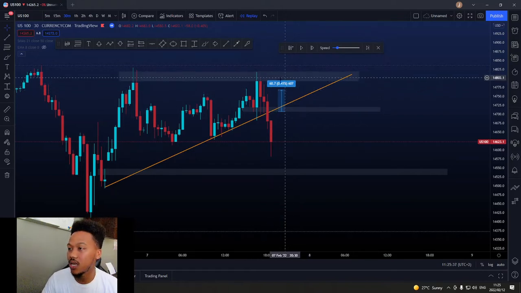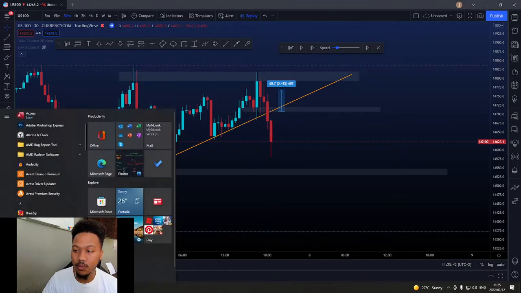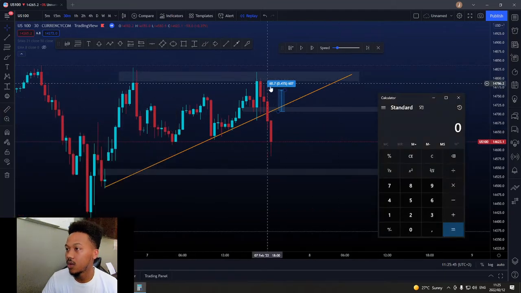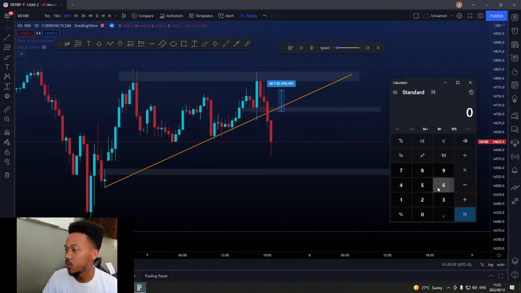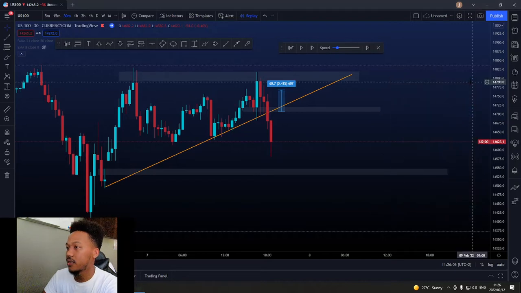So let's calculate this. Okay, so just so that you can have a clean understanding once again, let's calculate it. Okay, we're going to take the 0, we're going to throw it over. So it would literally look like this: 6.07. Then we're going to multiply it by 15, and we're going to see we are risking around about 91 ZAR. Decent, right? This is decent.